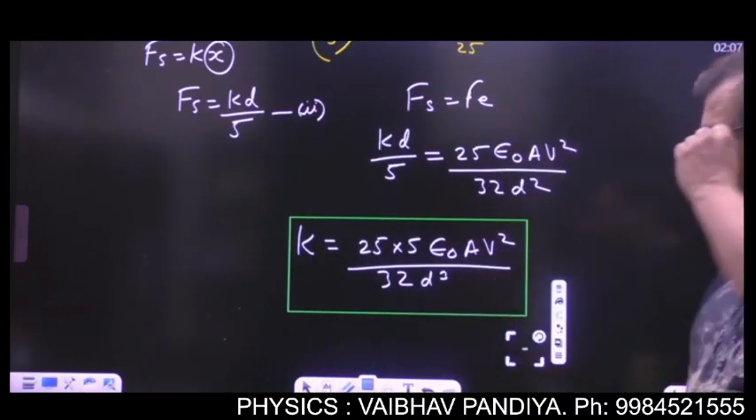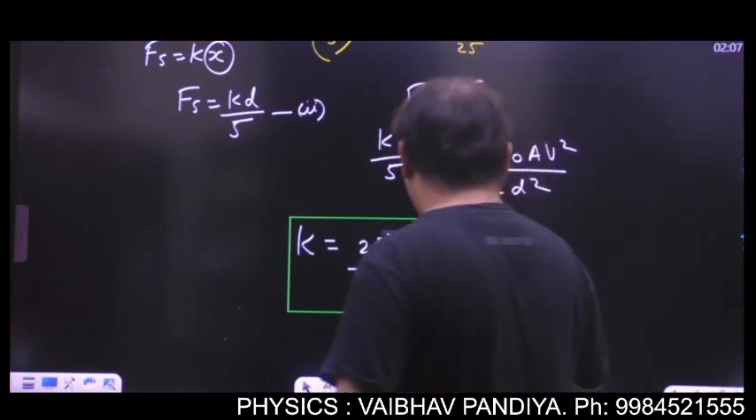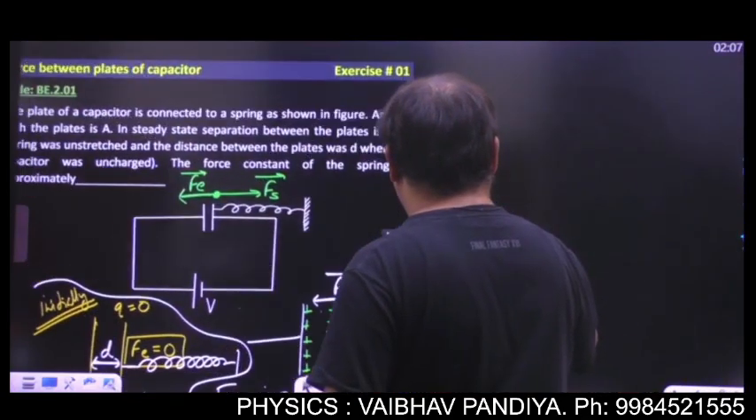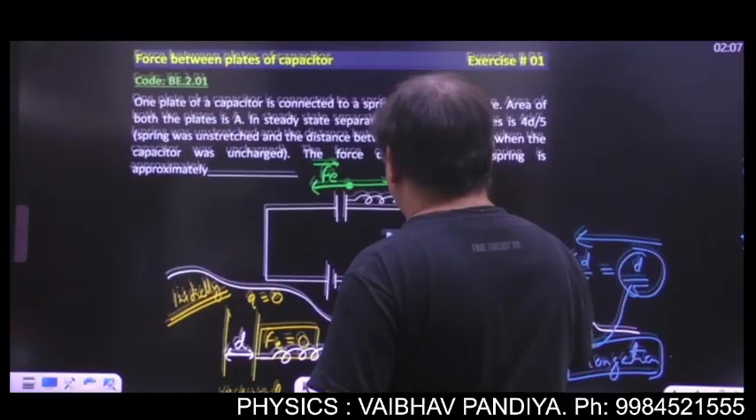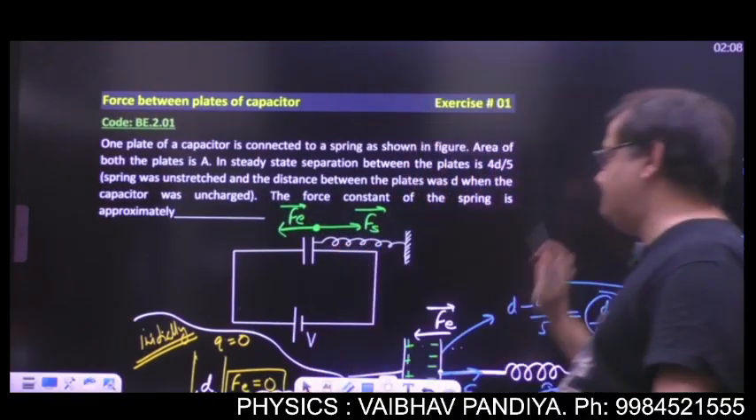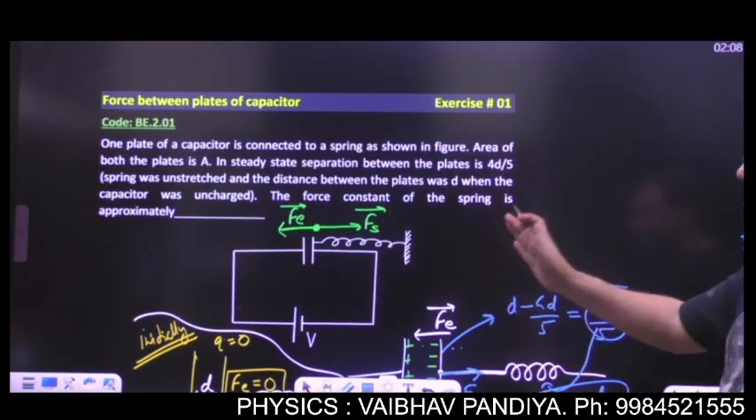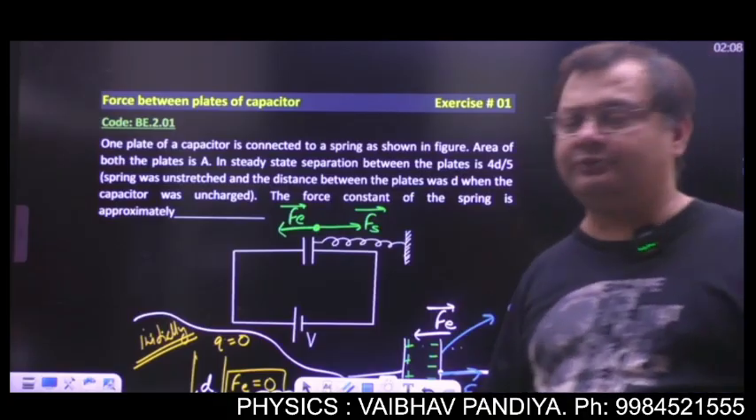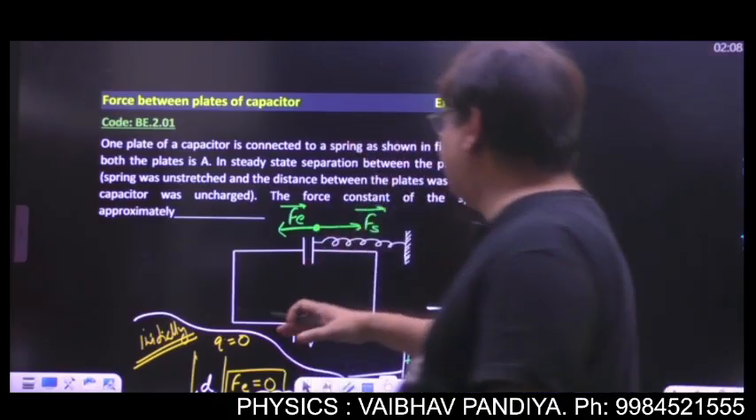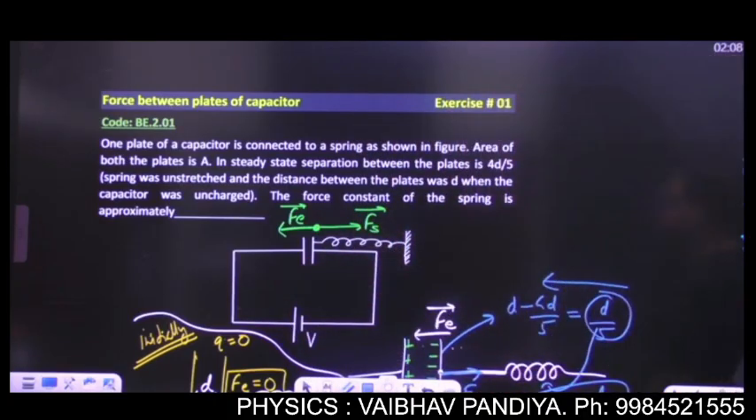Got it? So what was the theme of the problem? In the steady state, you make the FBD of the right plate. The right plate is acted upon by two forces. One is the electrostatic force, one is the spring force. And since the right plate is in equilibrium, both the forces will be equal in magnitude and opposite in direction. Got it?